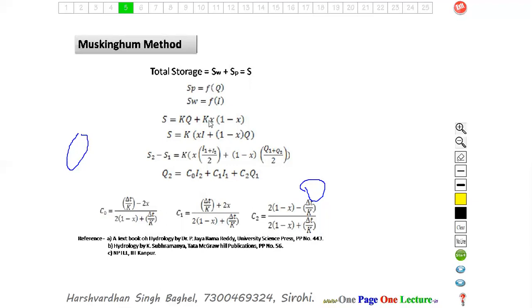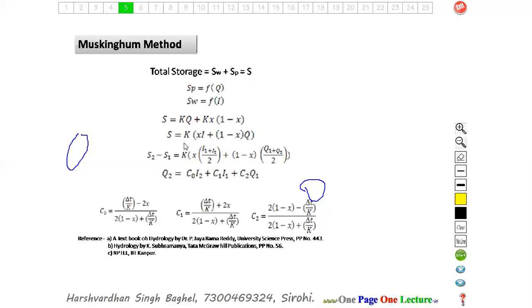So Muskingum elaborated that the total storage will be the sum, where K is also known as the storage time constant, and m is the exponent, and X is the weightage. The value of X varies from 0 to 0.5, and the value of the exponent m will be different for different types of equation.